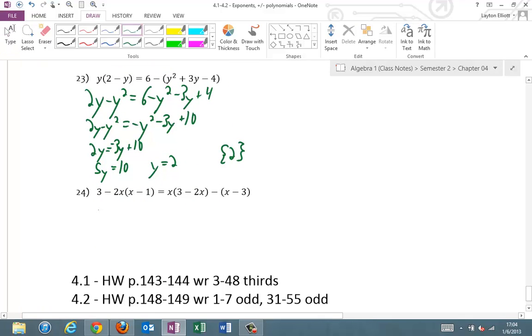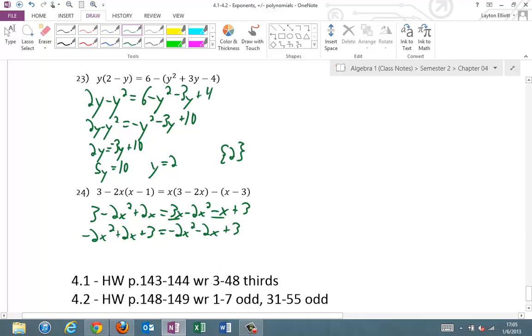Finally, 24. 3 minus 2x squared plus 2x equals 3x minus 2x squared minus x plus 3. I'm going to put things in descending order. Negative 2x squared plus 2x plus 3 equals negative 2x squared. I have like terms that can add to give us a negative 2x and then plus a 3. Or sorry, positive 2x plus 3.